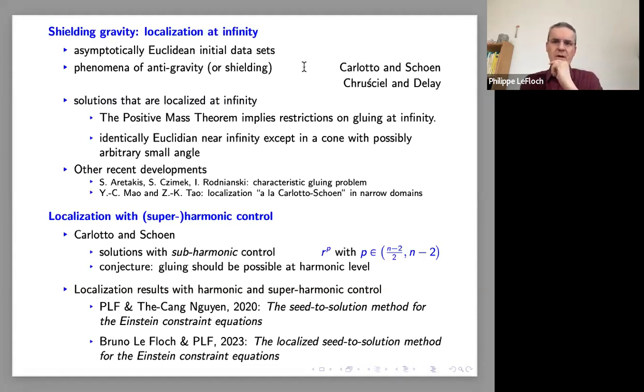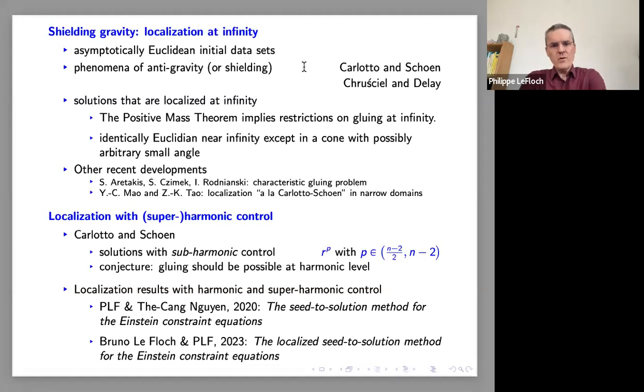In dimension 3, you would have 1 over R for Schwarzschild, and if you glue it to Minkowski at infinity, you would expect to have also a behavior of the order of 1 over R. And this is basically what we are going to prove. And Carlotto and Schoen were able to get subcritical control on the gluing. But they were conjecturing that gluing should be possible at the harmonic level. And this is what I've proven in these two papers.